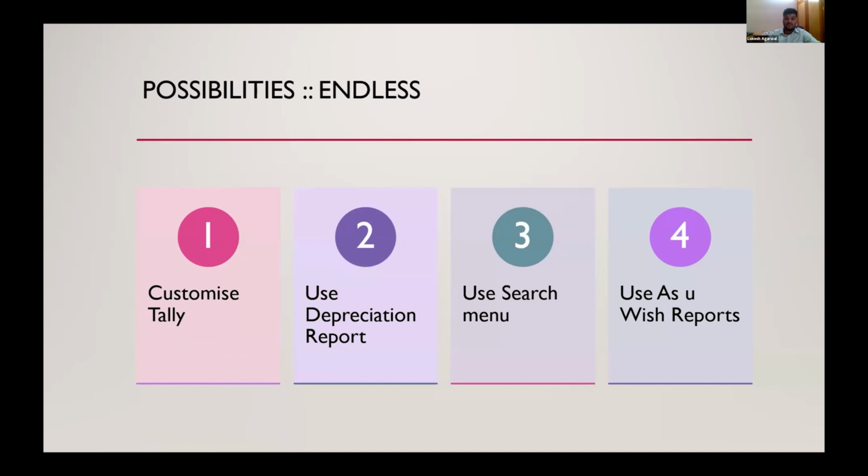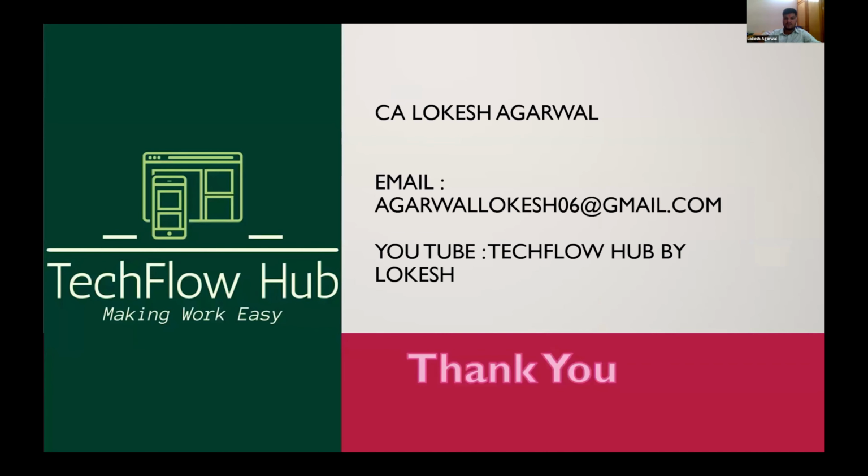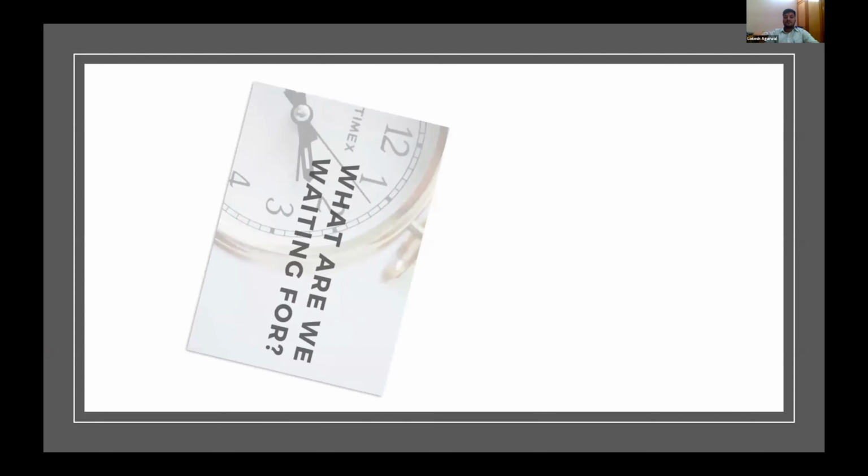What if you get a search menu? You go to ledger to search ledger, you go to daybook to search narration and all this. At one place, you can get whatever you want. You can get an interest calculator, whatever you want. I will show you one or two, and I leave it up to you, your thinking, your endless possibilities. So that is the simple thing. And that's all. So what are we waiting for?